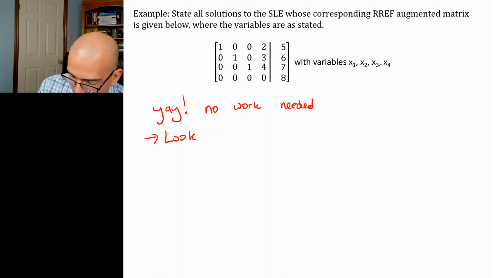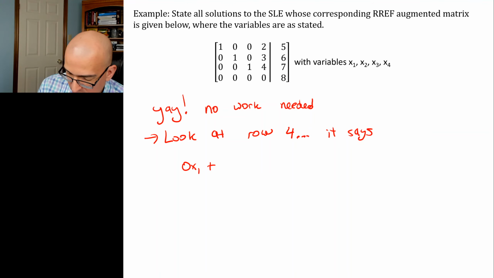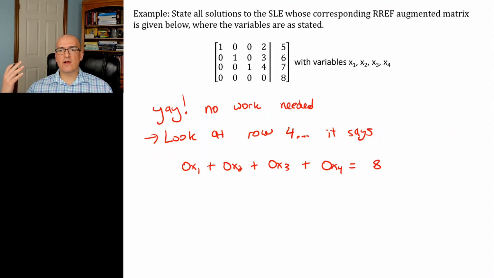Look at row 4. It says that 0x1 plus 0x2 plus 0x3 plus 0x4 equals 8. That there's some combination of x1, x2, x3, and x4 that you could plug into that expression in the left-hand side and get 8 somehow. So 0 times something plus 0 times something else plus 0 times something else plus 0 times something else is equal to 8. This is impossible.